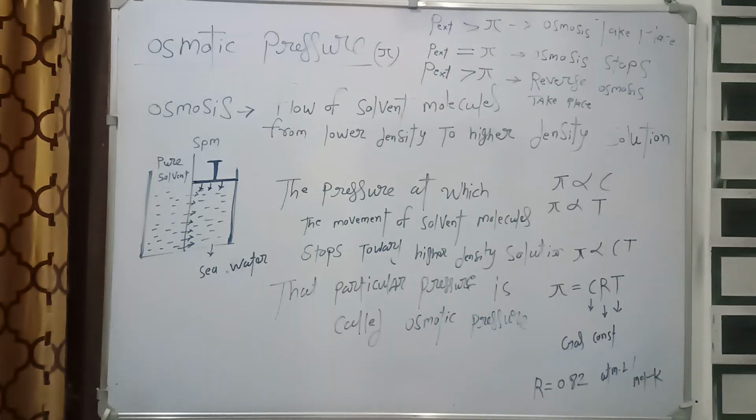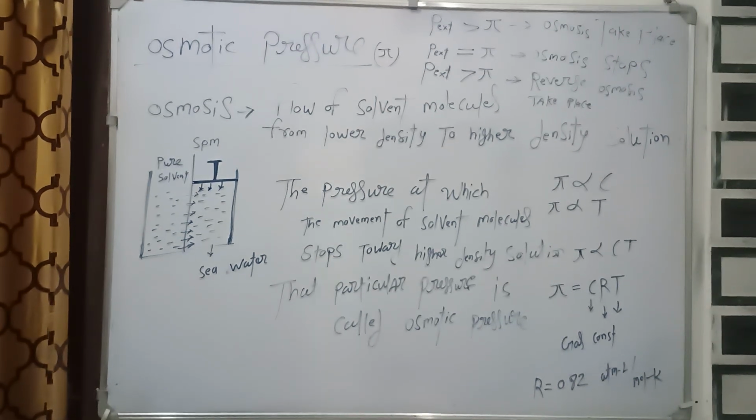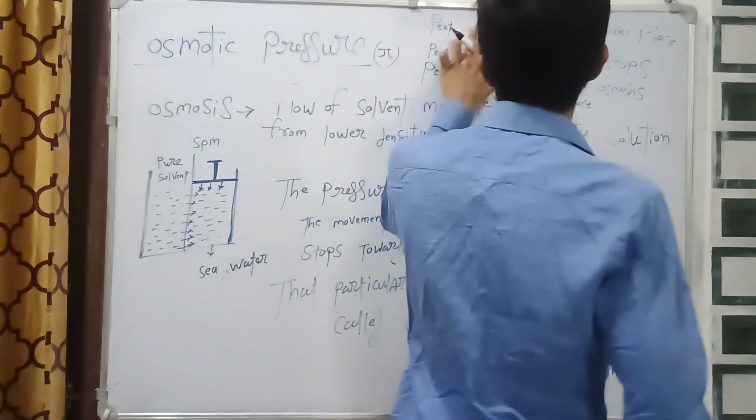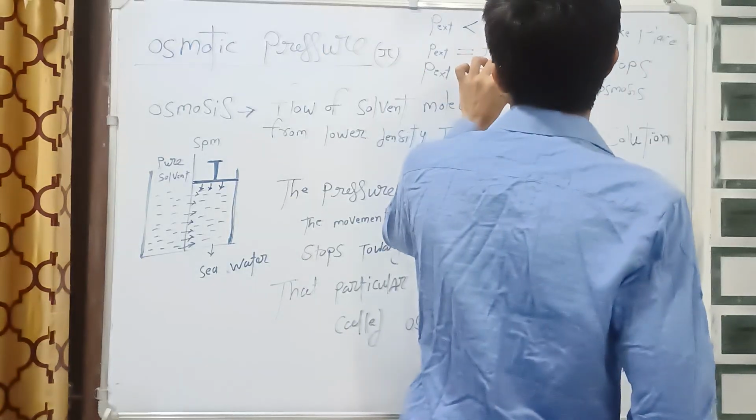So this is all about osmotic pressure and reverse osmosis. Reverse osmosis is also called RO in short. In our houses also we use the RO water filter, which works on the principle of reverse osmosis. Wait, one more correction is there. This is pi is greater than P external.